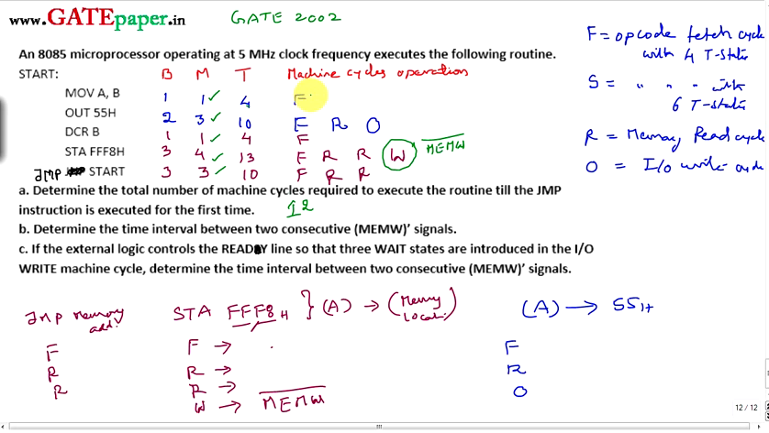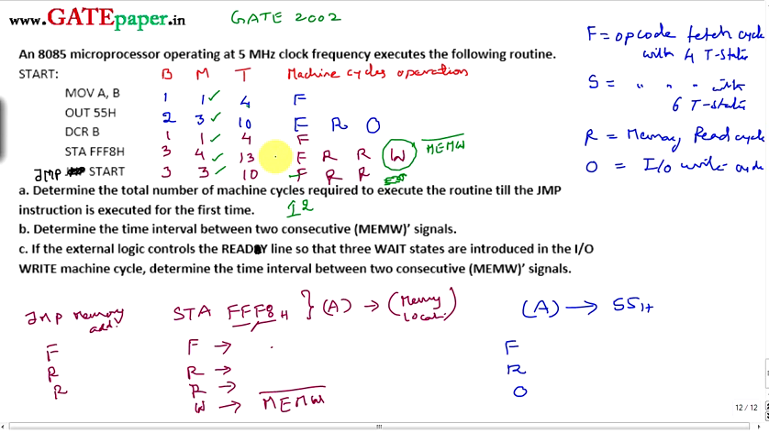So definitely you are going to get these cycles. That means you are going to consider the memory write from this point again up to this point. So after this memory write, how many machine cycles do you get? These 3 machine cycles. Determine the time interval between 2 consecutive memory write signals. We don't consider the machine cycles, we will directly consider the T states.